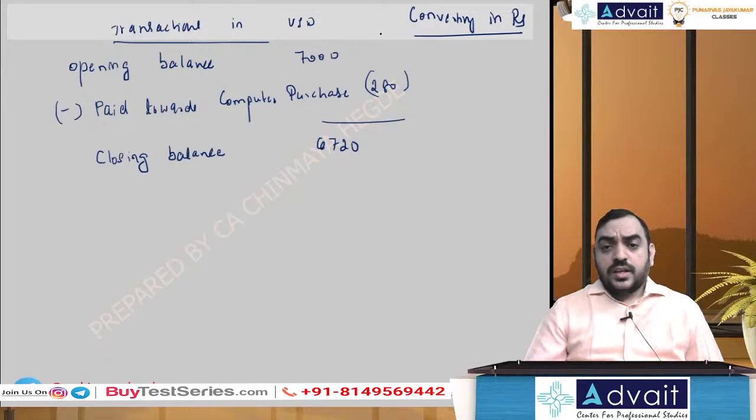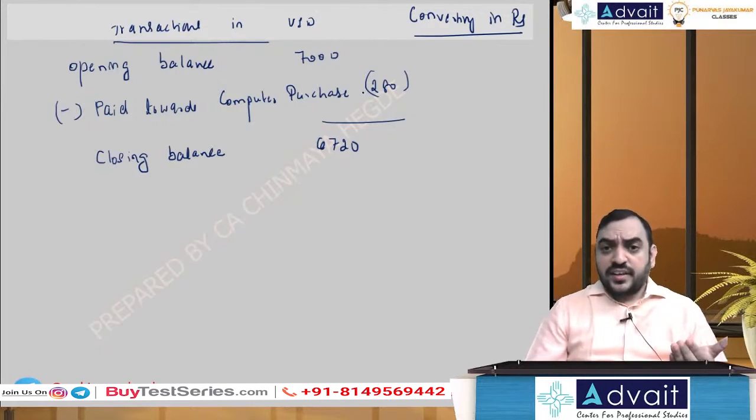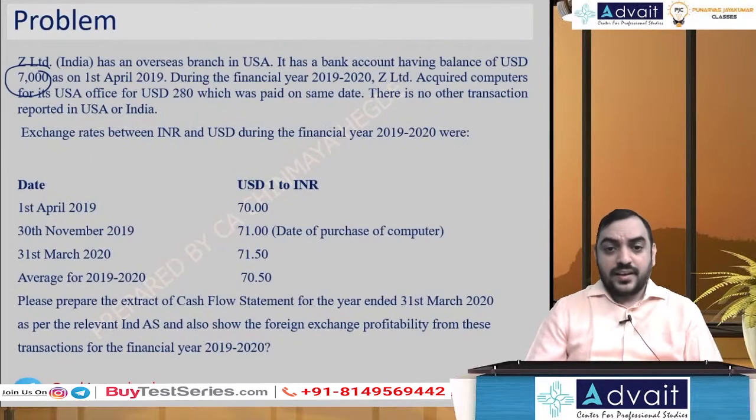Okay. Conversion rate. Opening balance, you take the opening rate. Purchase date, that rate you take. Closing balance, you take the closing rate. So, opening balance, what is the rate? Opening rate, when you're accounting in Indian terms, 70, opening balance 70.